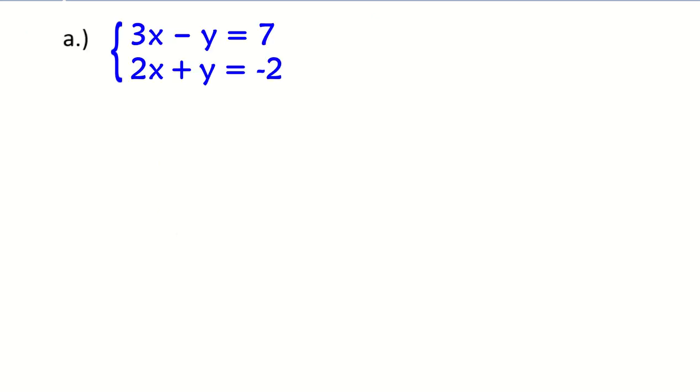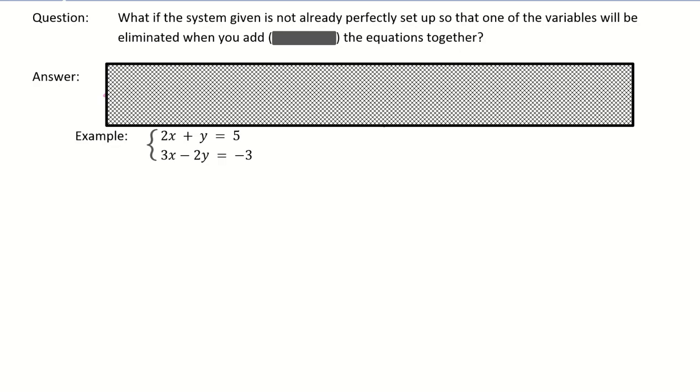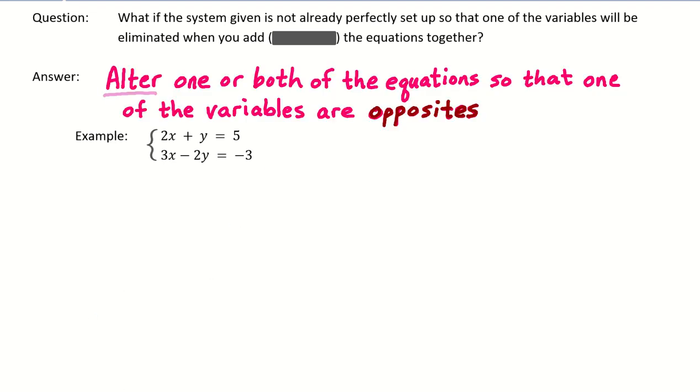Okay? But let's say there's not already opposites. What if the system is not perfectly ready to add the equations together? Well, you're going to alter one or both of the equations so that one of the variables are opposites. Now, the way we do that is by multiplying something to one or both of the equations, right? And this is where you just got to think ahead, and you have to kind of freestyle it, you know what I mean? Because you can choose the x's, you can choose the y's. Sometimes one of them is easier than the other and less work anyway.